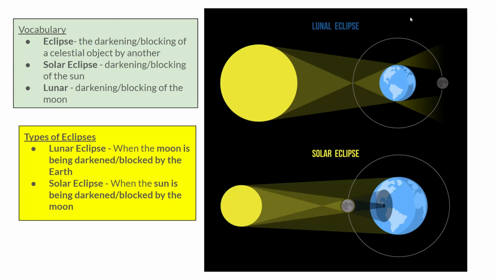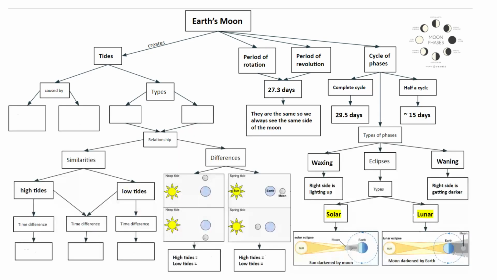So let's talk about some vocabulary. Eclipse is the darkening or blocking of a celestial object by another, as we've seen. And a solar eclipse is the darkening or blocking of the sun. A lunar eclipse is the darkening or blocking of the moon. So the two types of eclipses are lunar eclipses and solar eclipses. A lunar eclipse is when the moon is being darkened or blocked by the earth, and the solar eclipse is when the sun is being darkened or blocked by the moon.